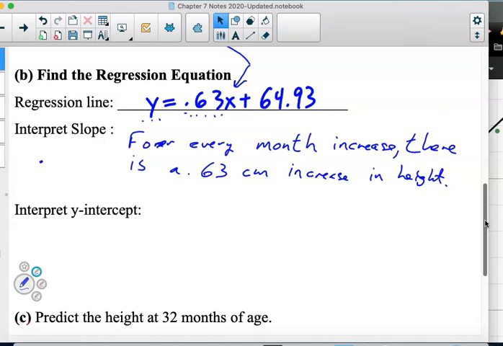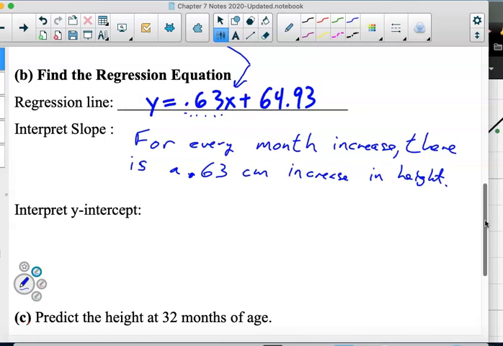Okay, so for every month that I get older, my height goes up by 0.63 centimeters.